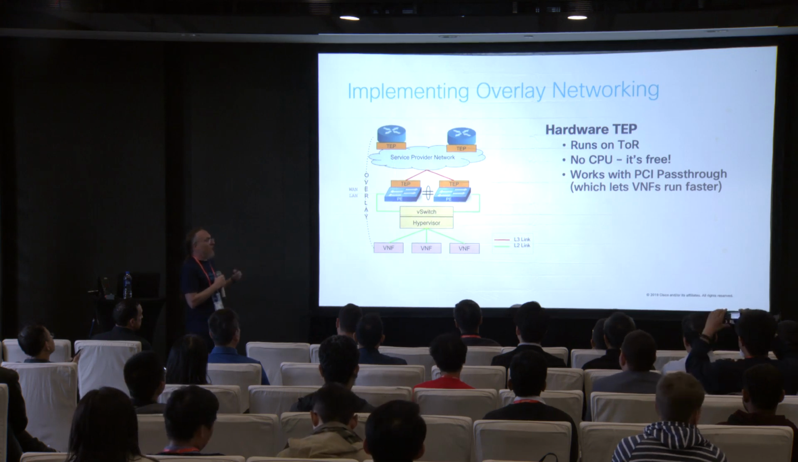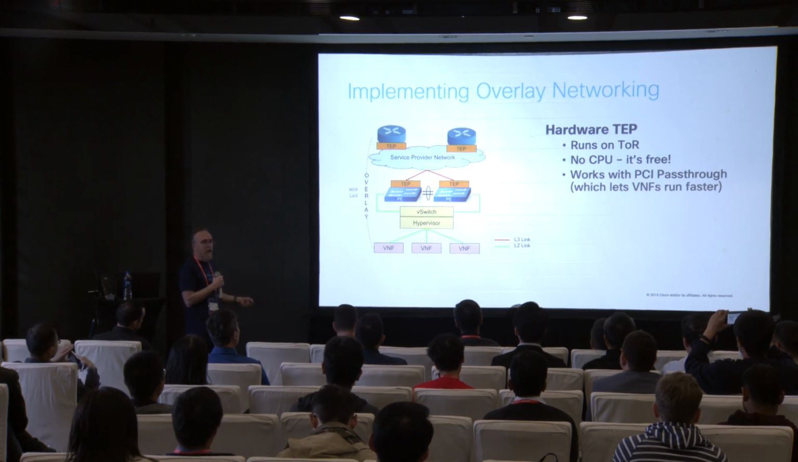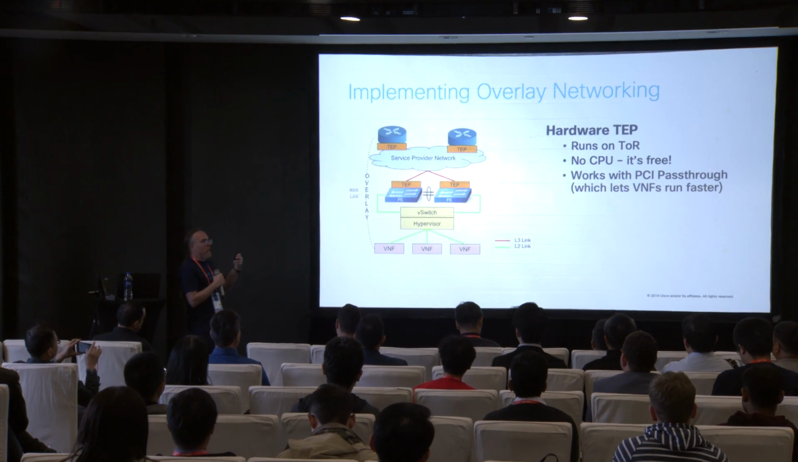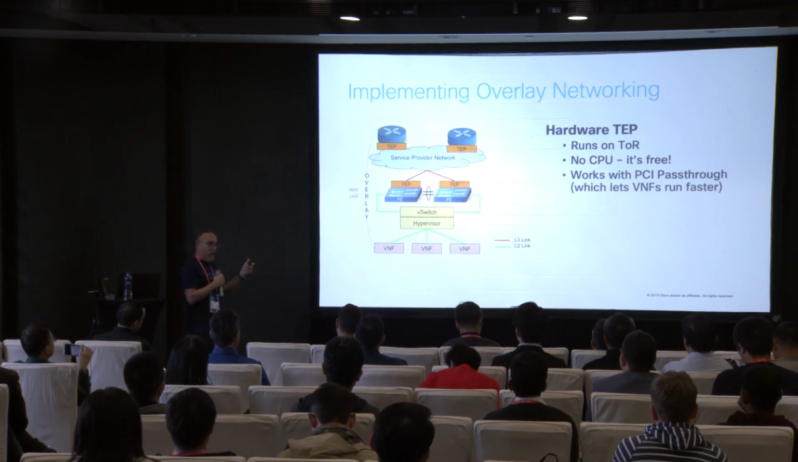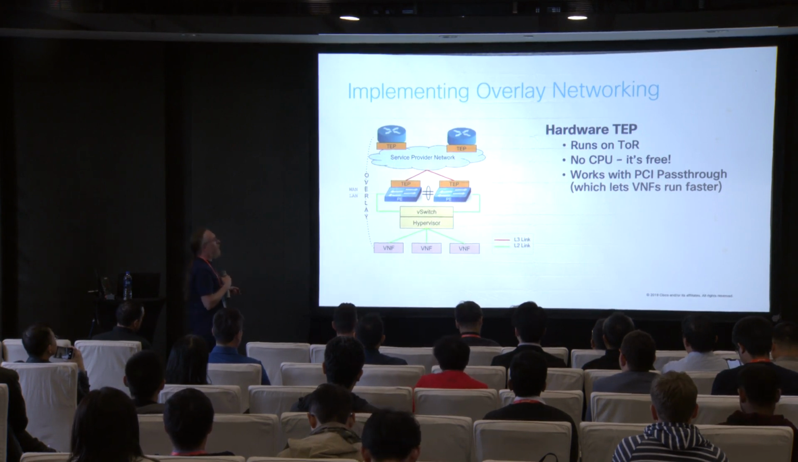And that works with PCI pass-through. PCI pass-through devices allow me to run VNFs faster. They do a bunch of things like memory copying that otherwise I would be burning CPU on. So I get the bonus that I'm not doing the encapsulation in software, which is cheaper, and I get the bonus that my VNFs run faster as well. So that means I get more power out of each individual server.